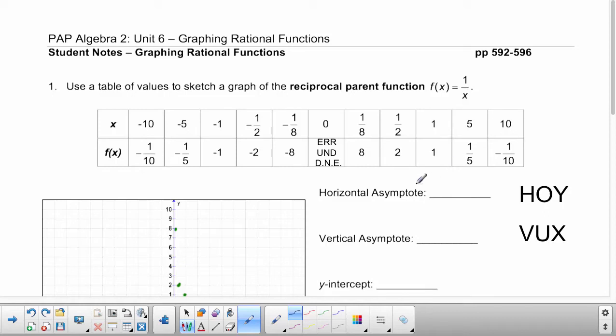Hey everyone! Today we're talking about graphing rational functions. Now with this, your temptation is going to be to reach out for that graphing calculator and have it help you. But the point is that we're going to teach you how to do it without a graphing calculator.